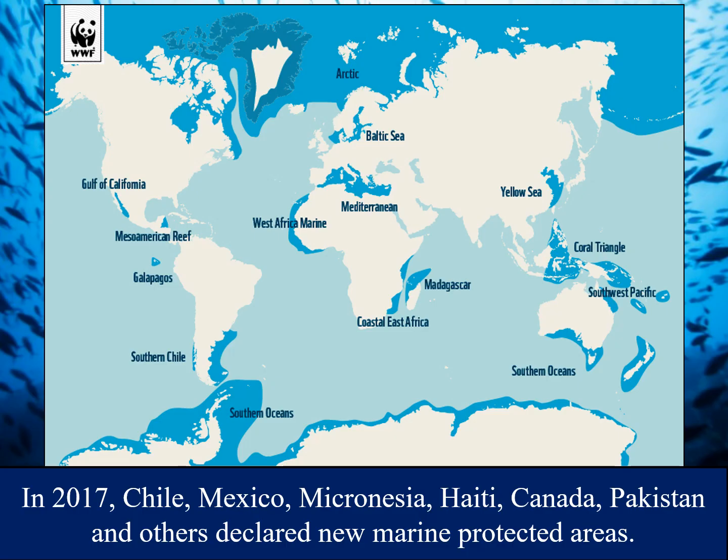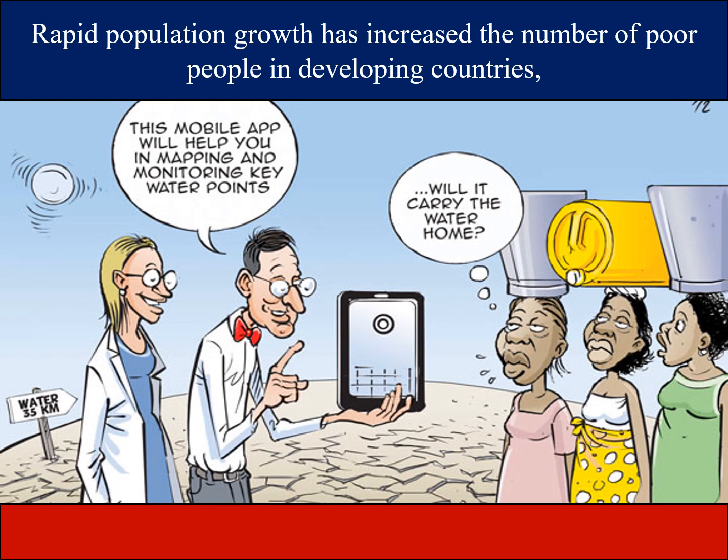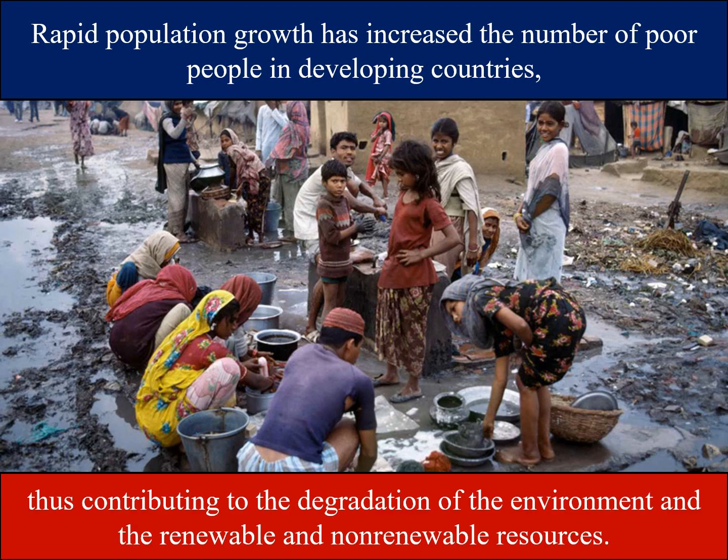In 2017, Chile, Mexico, Micronesia, Haiti, Canada, Pakistan, and others declared new marine protected areas. Rapid population growth has increased the number of poor people in developing countries, thus contributing to the degradation of the environment and the renewable and non-renewable resources.